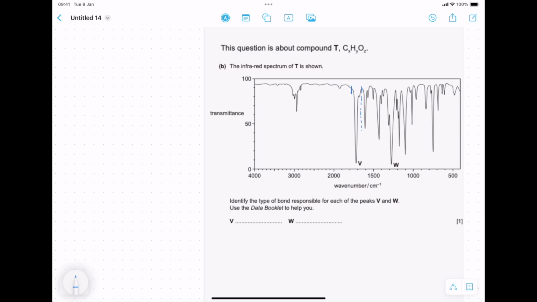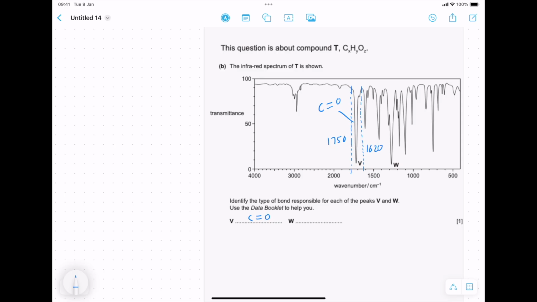And if I dot that down, as this is an exam question, the scale is a lot more clear than the ones we just did. And you can clearly see that's around about 1600, 1620, and then going up to 1750. So straight away, that's confirmed as a C double bond O.